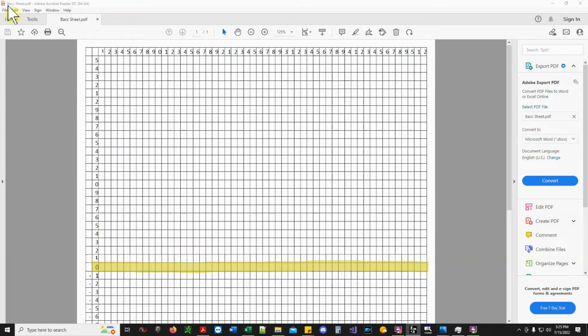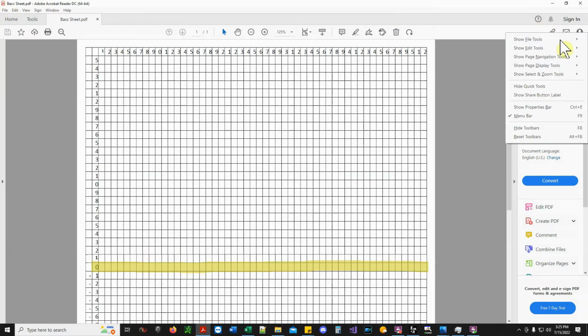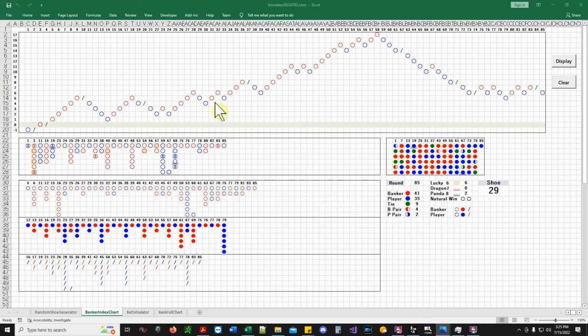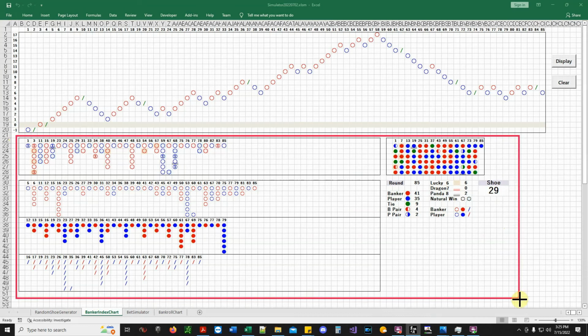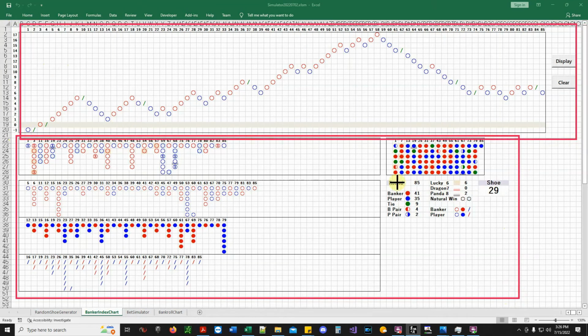Because when you look up at the tote board, like I said, you're not going to see that particular chart. All you're going to see is this right here. For me, that's not enough. This right here is what I want to see. That's what I want to see.